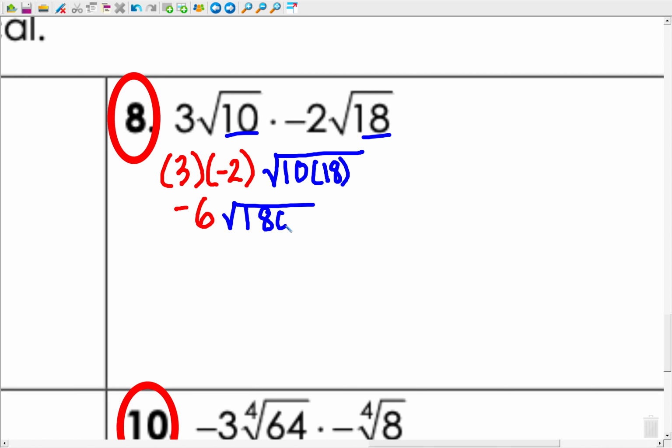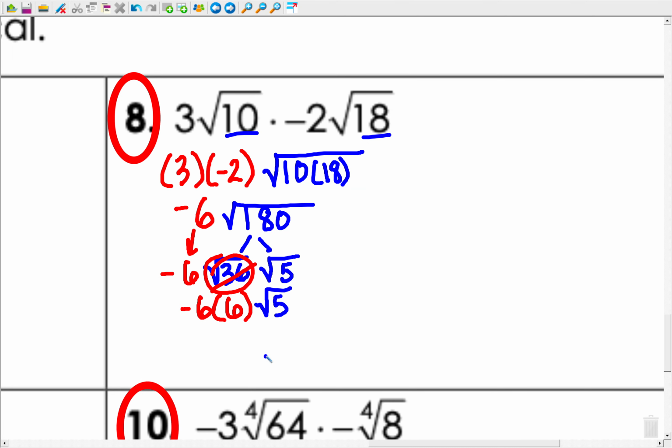So you're going to now split the 180 and see what is the biggest perfect square that can go into it. It should be 36 and 5. And now the 36 becomes 6. Let's not forget we are bringing this 6 down every step of the way. So when this becomes a 6, I'm multiplying it by the negative 6 that's already there, and this, of course, stays in the radical. So my final answer is negative 36 for the coefficient on the outside, and then the square root of 5 for the radical.